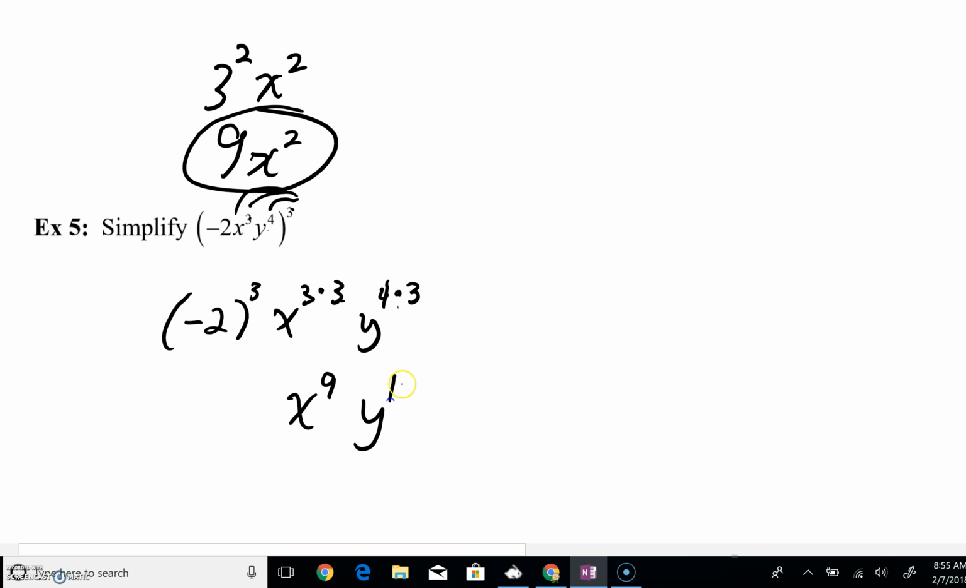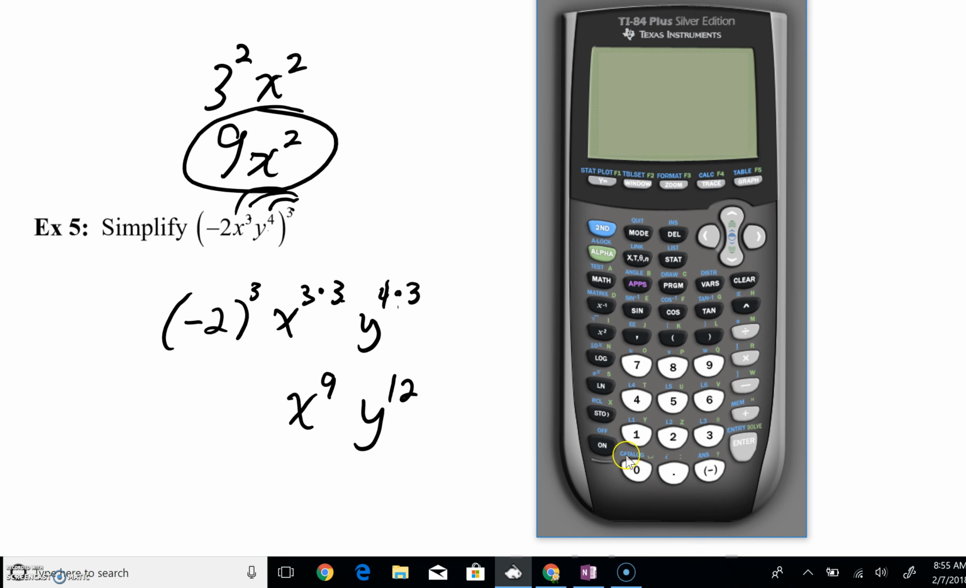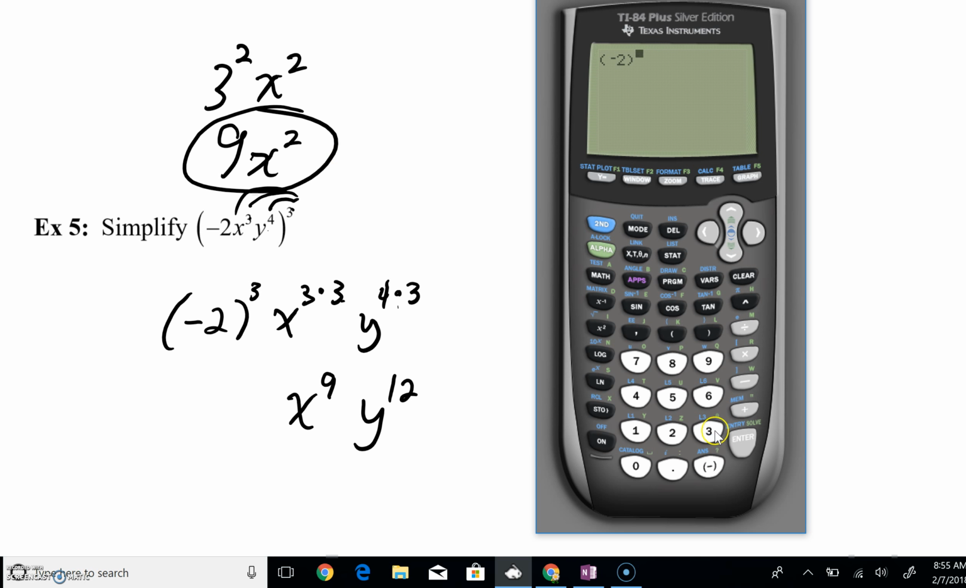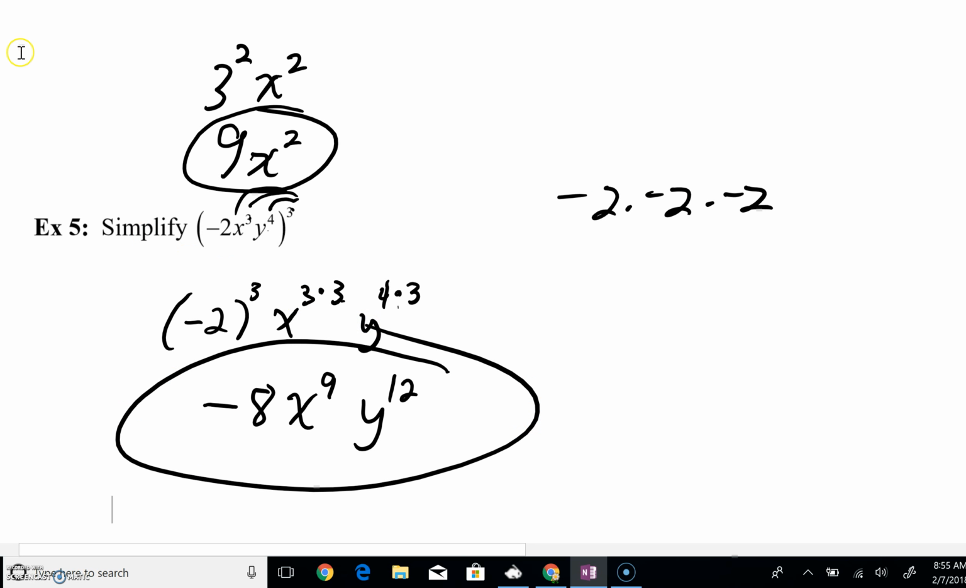4 times 3 is a 12. And you can wonder what -2 to the third is. Now, if you're ever worried about double checking that, you can use your calculator to get some help. But it's really saying take -2, multiply it to itself 3 times. You can see you'd get -8. A -2 times a -2 times a -2 is -8. And we are done.